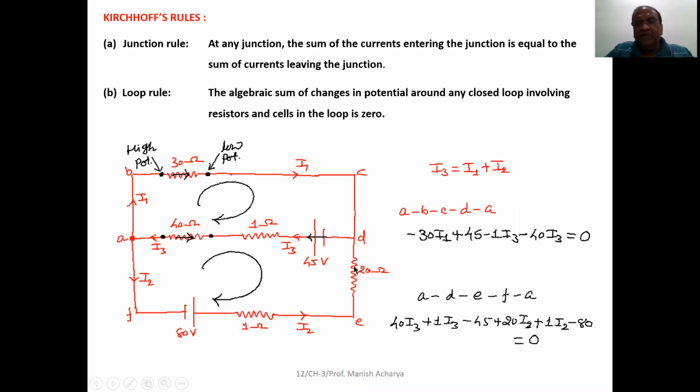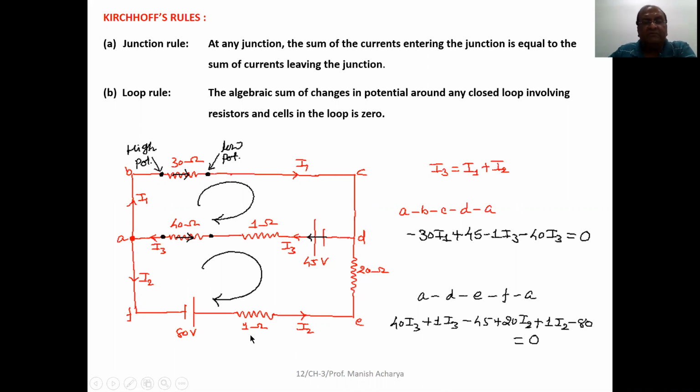Then after D to E, when you are moving, a 20 ohm resistor is there, and through this 20 ohm resistor, the I2 current is flowing from E to D. So you are moving D to E, current is flowing from E to D. So you are moving in the opposite direction of current. So again the potential difference 20 I2 is taken positive.